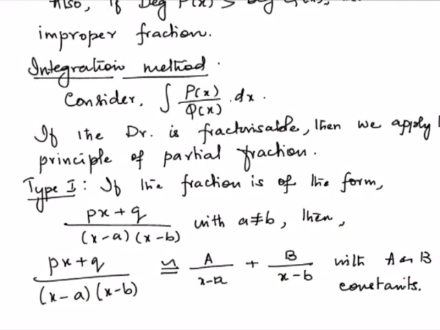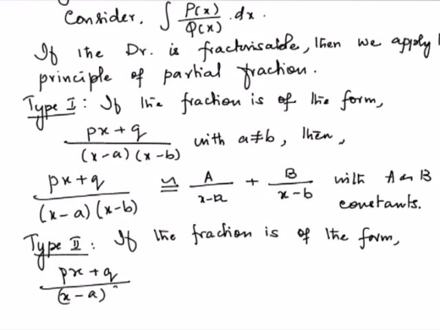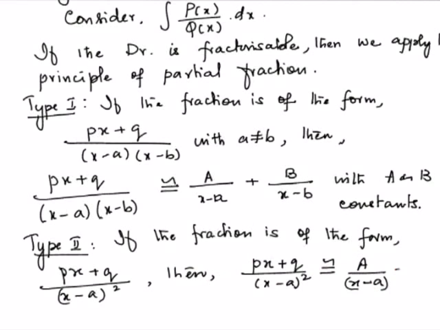Now type 2. Here we have said a not equal to b. What happens if a is equal to b? It becomes x minus a the whole squared, isn't it? That is type 2. If the fraction is of the form px plus q divided by x minus a the whole squared, then this can be identically equal to A by x minus a plus B by x minus a the whole squared.